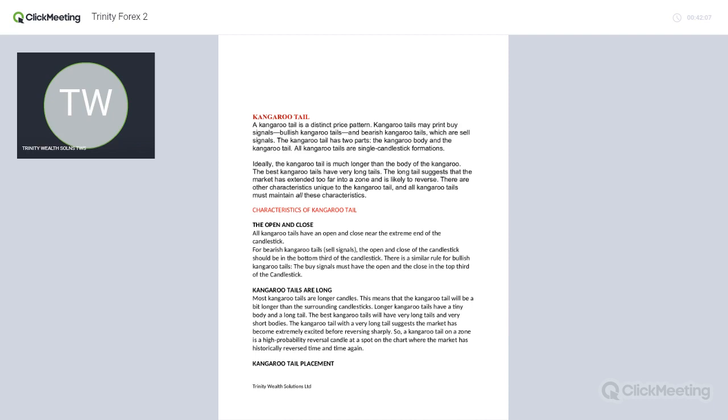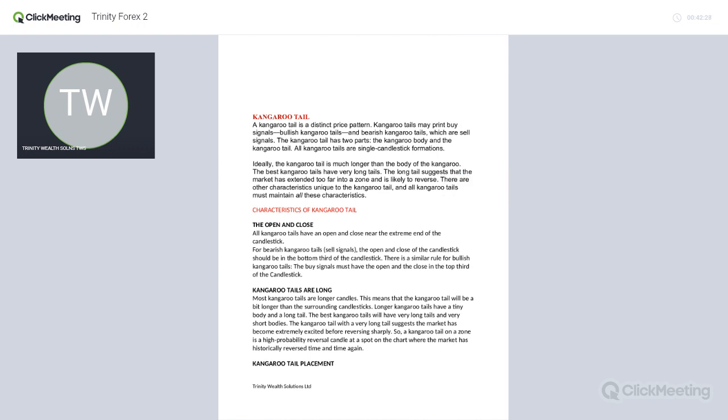So all kangaroo tails are single candlestick formations. Remember, the other patterns we've been covering are a series of candlesticks which give us the pattern. But for the kangaroo tail, the signal is formed by only one candle. Okay, so it's a single candlestick formation.